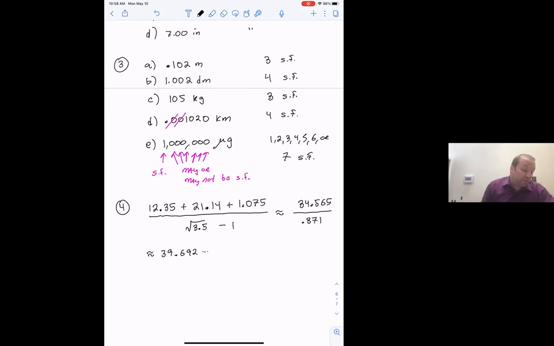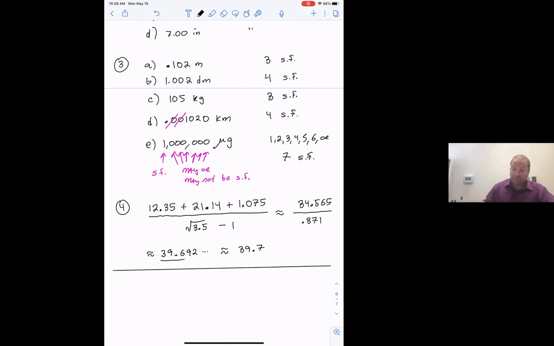So that's the value of the expression, but it says give your answer to 3 significant figures. So 3 significant figures, 39.6. Oh, the 9 tells me to go up. So the closest number is 39.7. And there are no units here. So that is my answer, 39.7. So that takes us through exercise 1A.